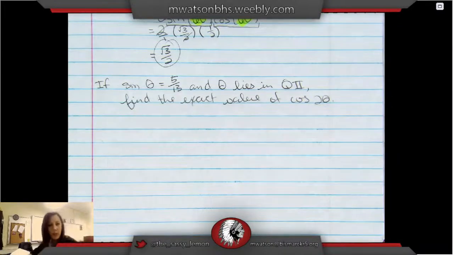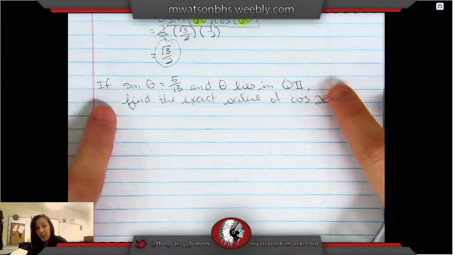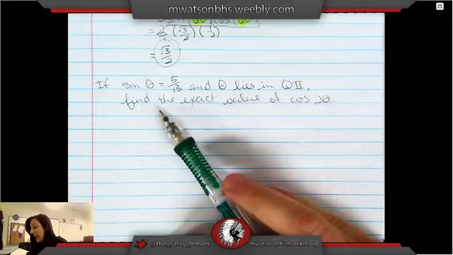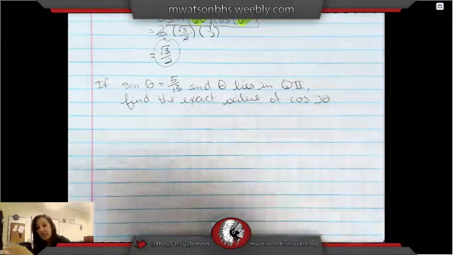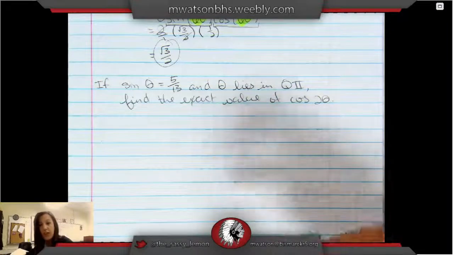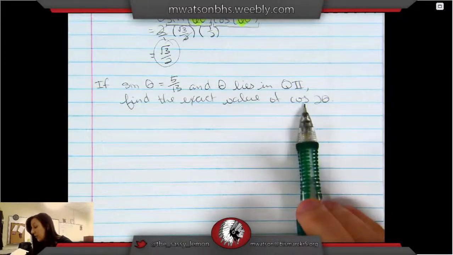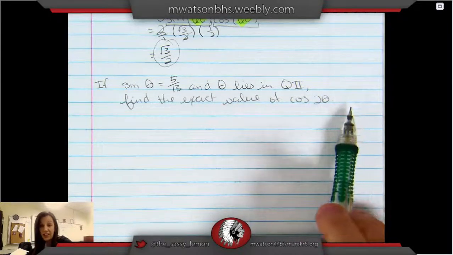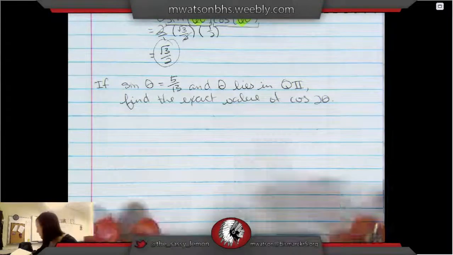Way back when in an old lesson we did problems very similar to this. I gave you sine and the quadrant it lied in, you sketched it out, and you found cosine or tangent or whatever. But now they're asking you to find cosine of 2 theta. So let's see how this is going to work out.